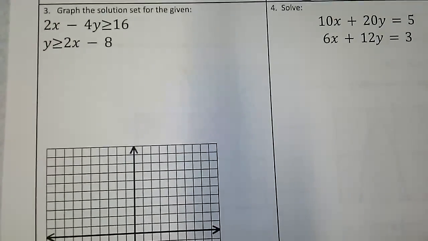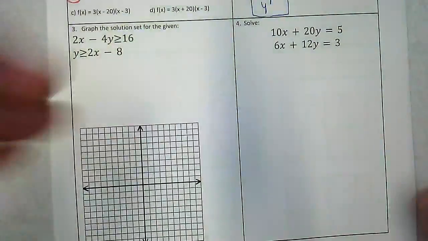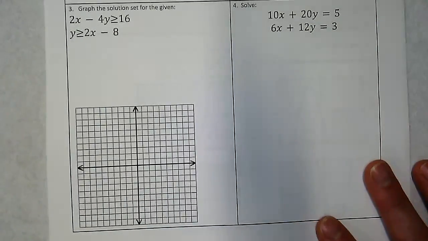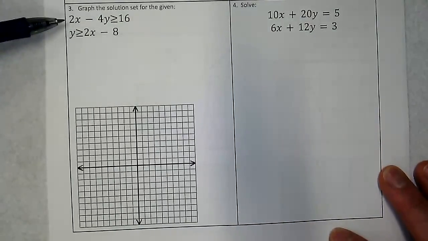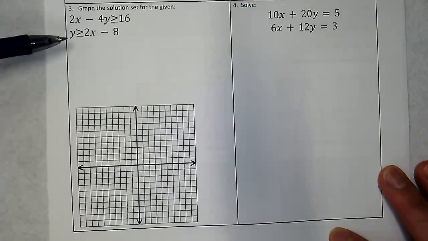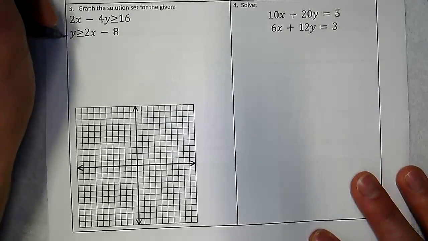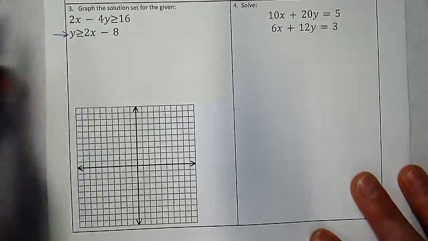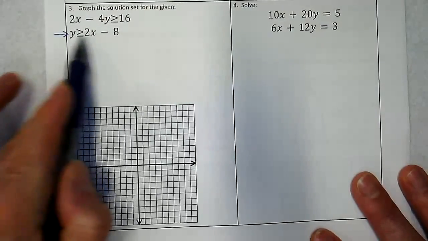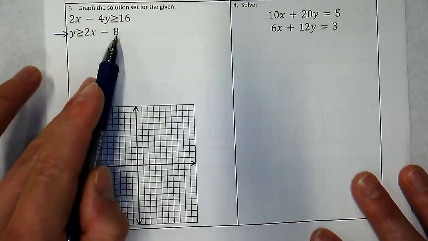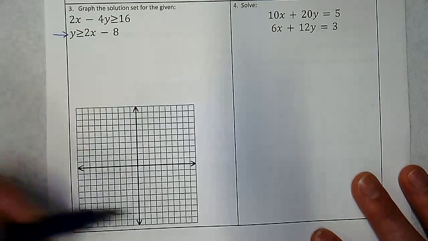Next one. Adjust the camera here a little bit, and we can get the whole thing in frame. All right, graph the solution set for the given. The top one is not ready to graph. The bottom one is. I'm going to start by graphing the bottom equation. It's not an equation, it's an inequality, okay? But we're going to graph this inequality. We need to begin with our y-intercept, which is negative 8. So we're going to go down to negative 8.